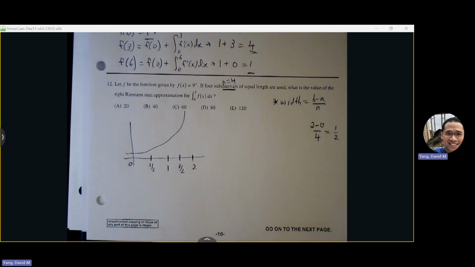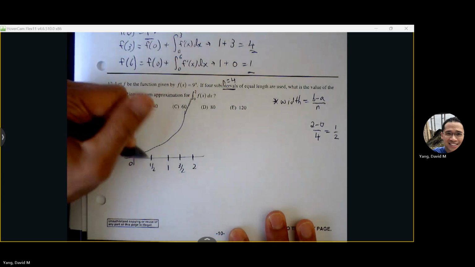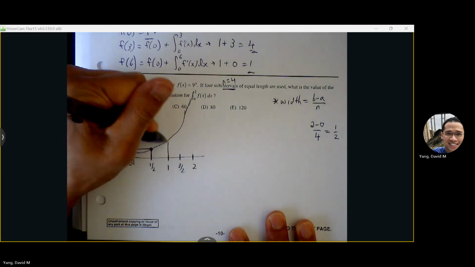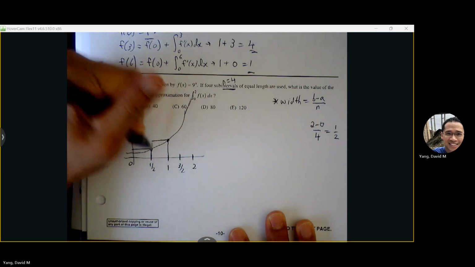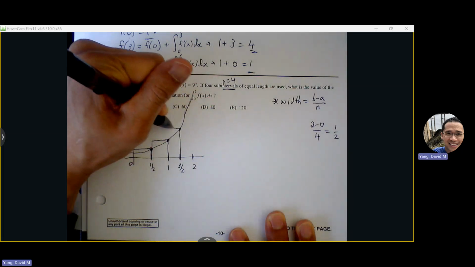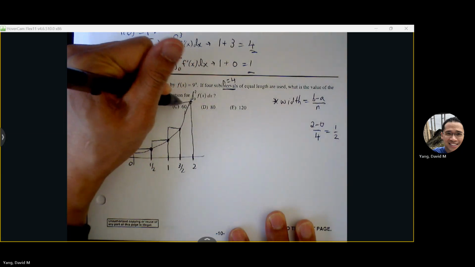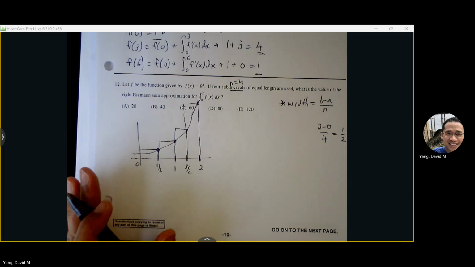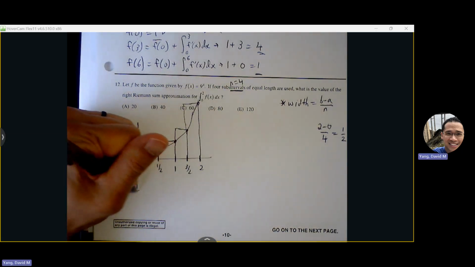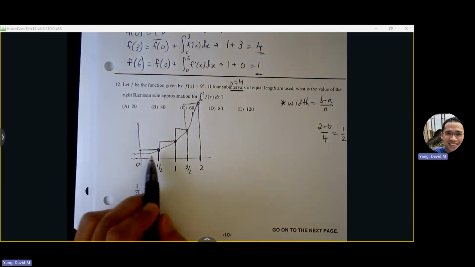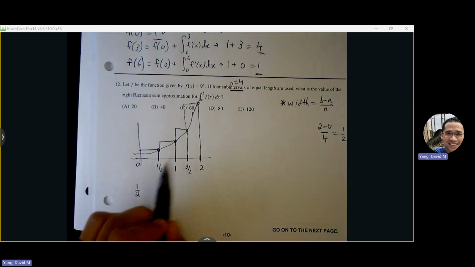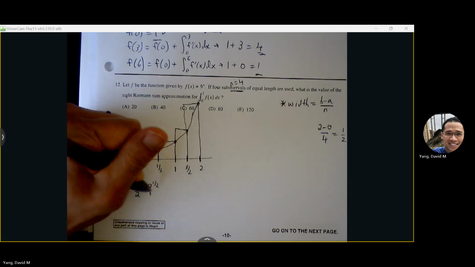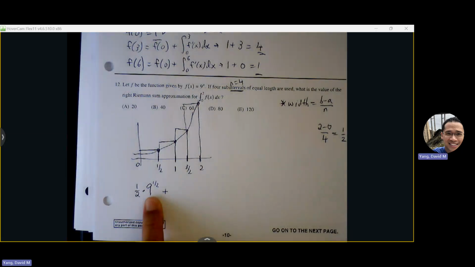We want to do right Riemann sum. So we're going to attach the upper right corner of each subinterval to the curve and let them guide the height of each subinterval. So now we just do width times height. So our width is 1/2 for my first rectangle. My height for my first rectangle will be plugging in 1/2 into the function, so it's 9 to the 1/2, which is 3, but I can reduce that a little bit later.